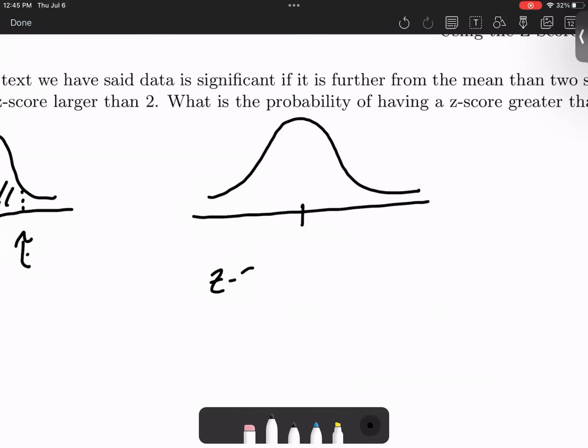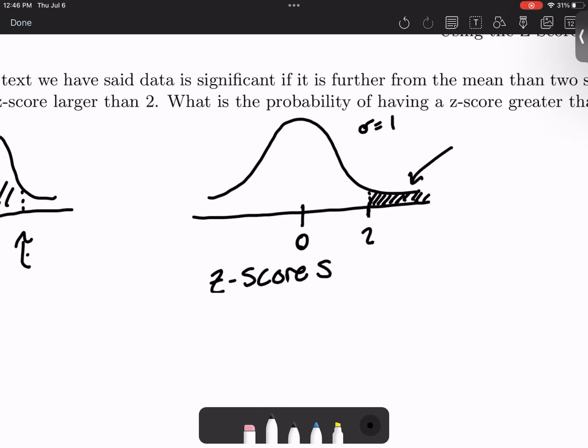So if we're looking at z-scores, and I want to find the probability of having a z-score greater than 2, the average z-score is 0. This is a standard normal distribution. The standard deviation is 1. So if right there is 0, then 2 is somewhere to the right. Right, you're 2 standard deviations away. And I want to find the probability of being more than 2 standard deviations away. So I want to find this area right here, right? Again, probabilities are areas underneath probability distributions.